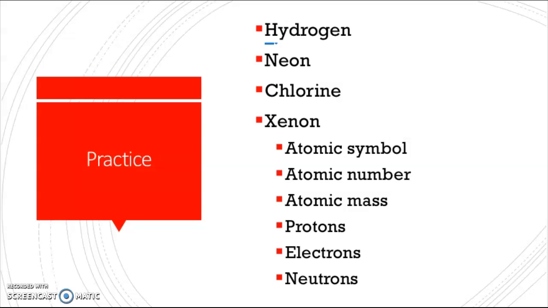So what I'm going to have you do is a little bit of practice. I want you to take out a sheet of paper and work on these 4 elements up at the top: hydrogen, neon, chlorine, and xenon. I want you to tell me the atomic symbol, the atomic number, the atomic mass, the protons, electrons, and neutrons for each problem. As you are working on this, I'm going to walk around and help you out. So if you have any questions, just raise your hand and let me know. All right, I'll have you pull that out and we'll go ahead and get started.